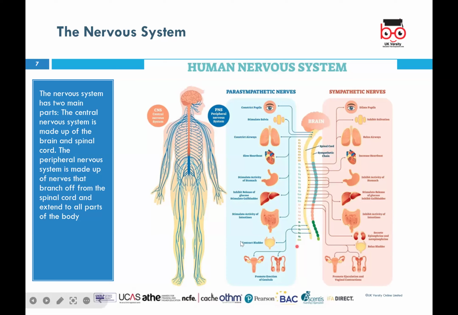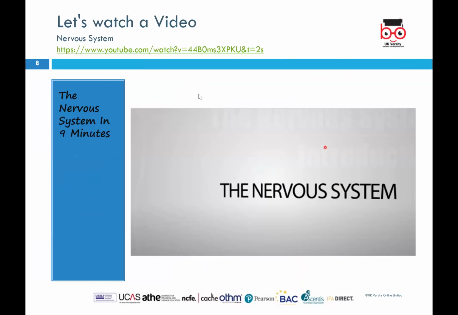And the different functions that are carried out by different organs because of the parasympathetic and the sympathetic nervous system, we'll talk more in detail.